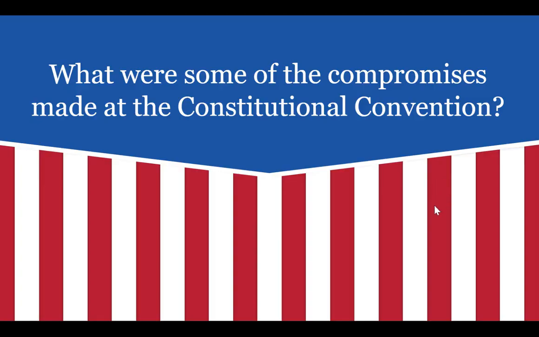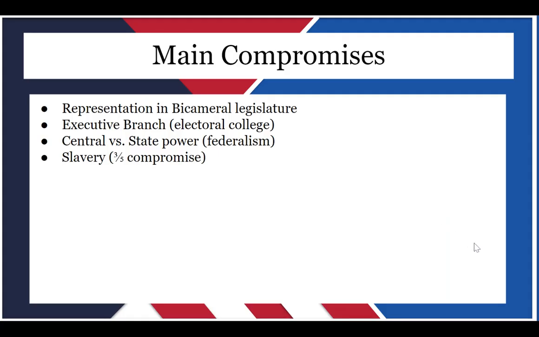So, first question is, what were some of the compromises made at the Constitutional Convention? Now, there were four really big compromises that occurred when they created the Constitution. One of them was representation in a bicameral legislature. The other one was the development of an executive branch elected by the Electoral College. The third was the compromise over central versus state power in a federal system, and that one we'll actually talk more about in the next video. And the fourth one was compromises over slavery, particularly the 3/5 compromise. And I'm going to talk about each of these.